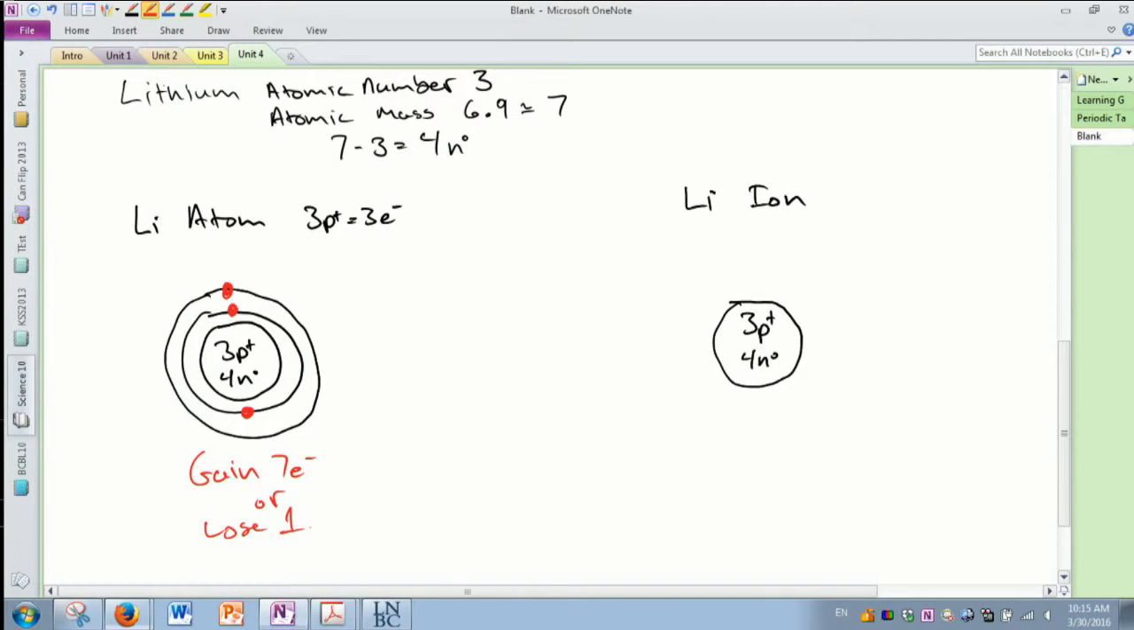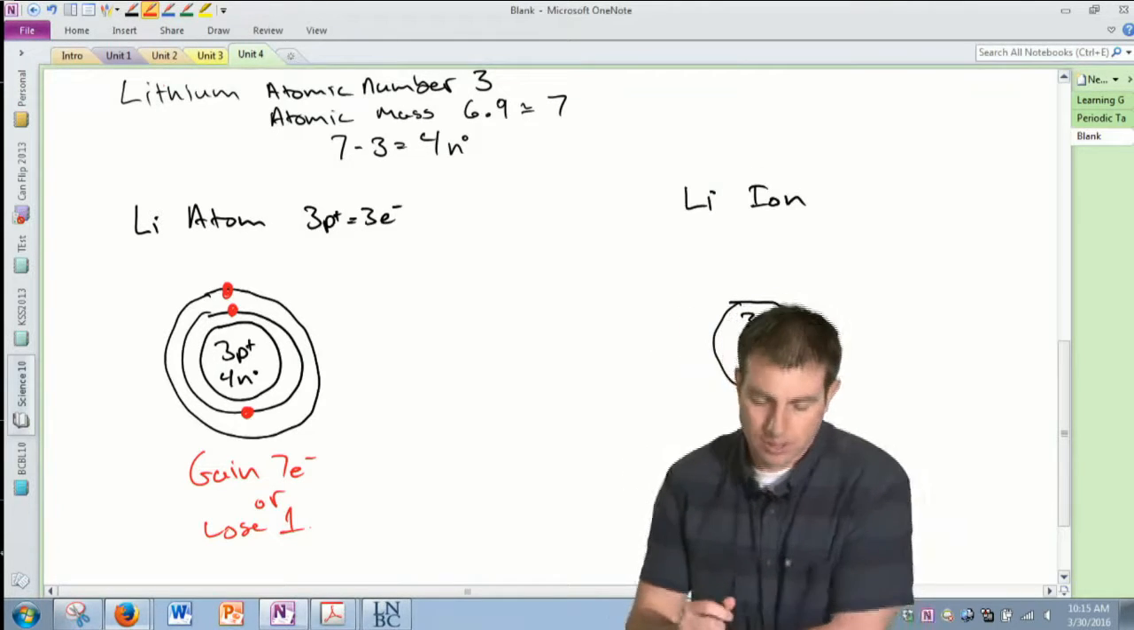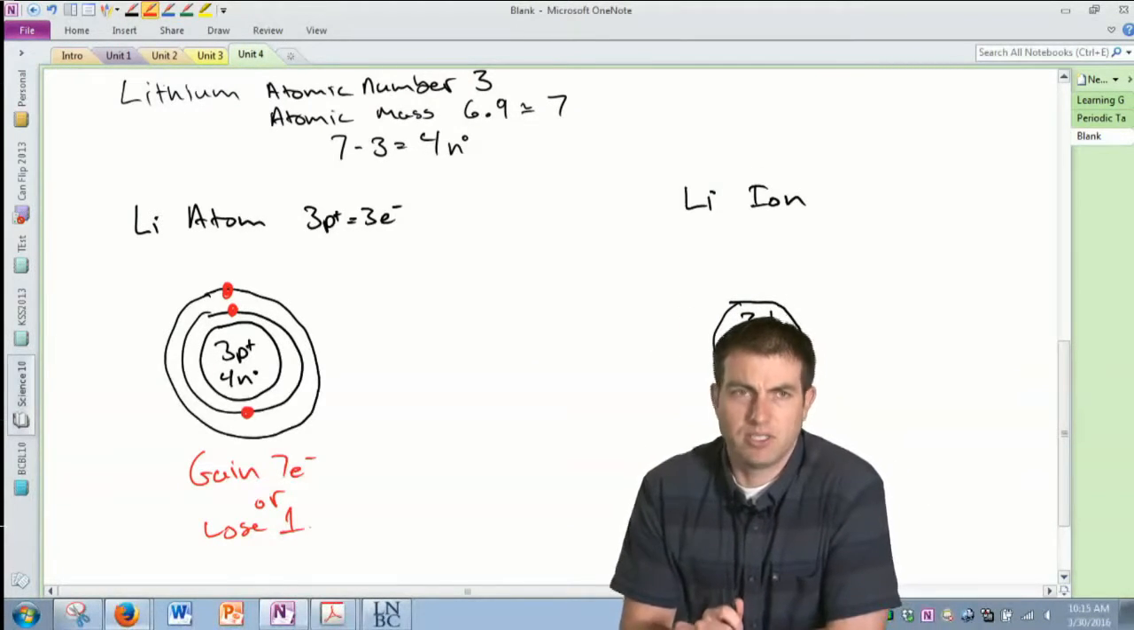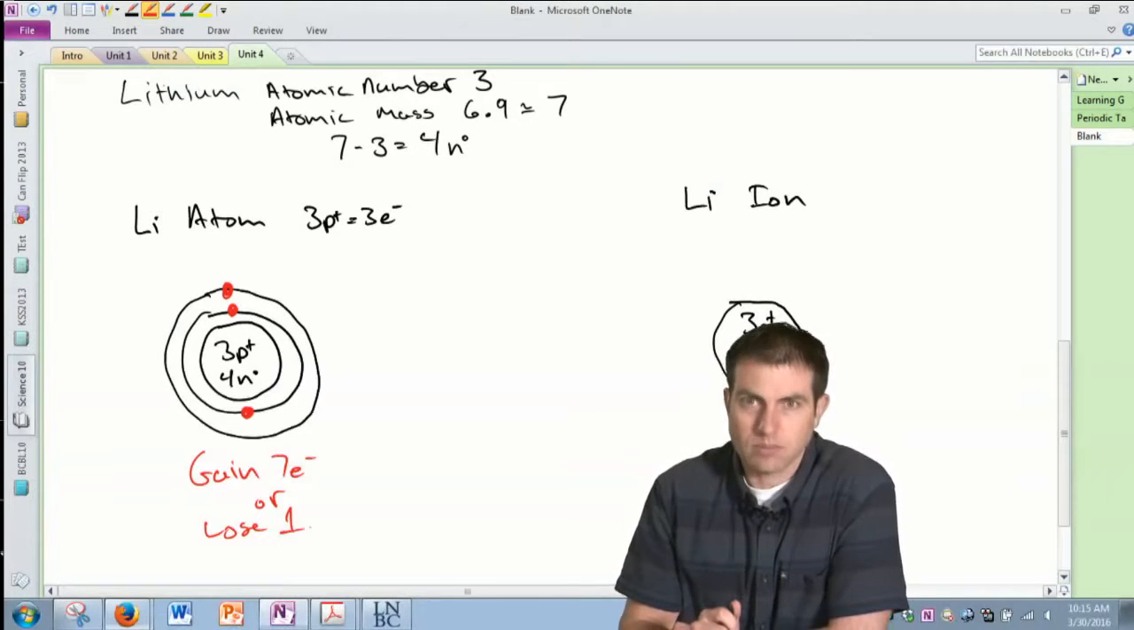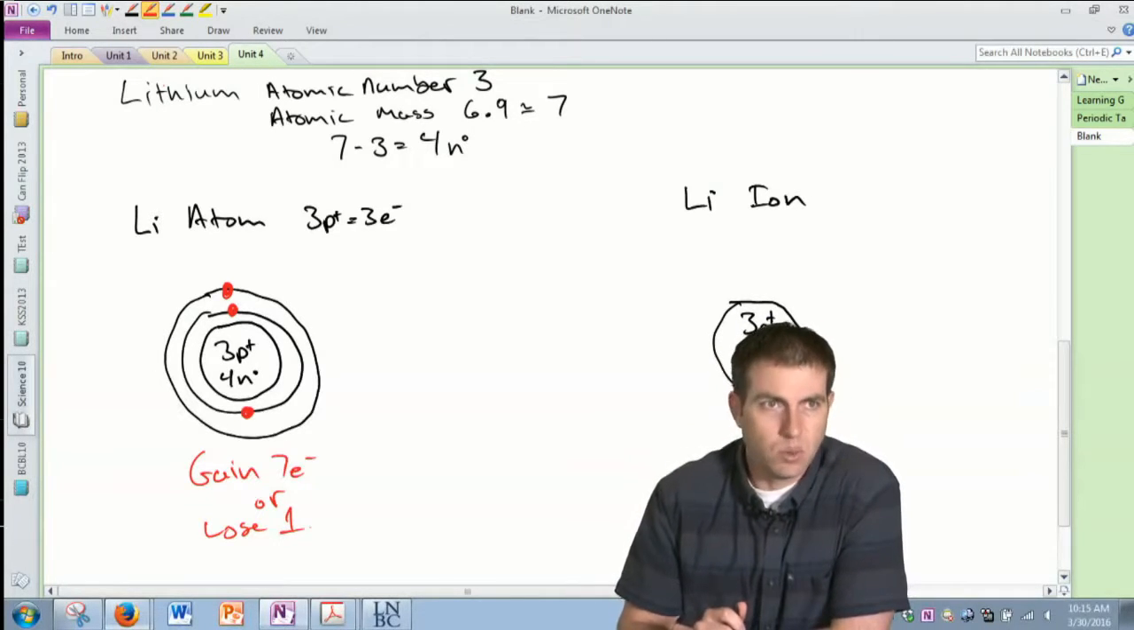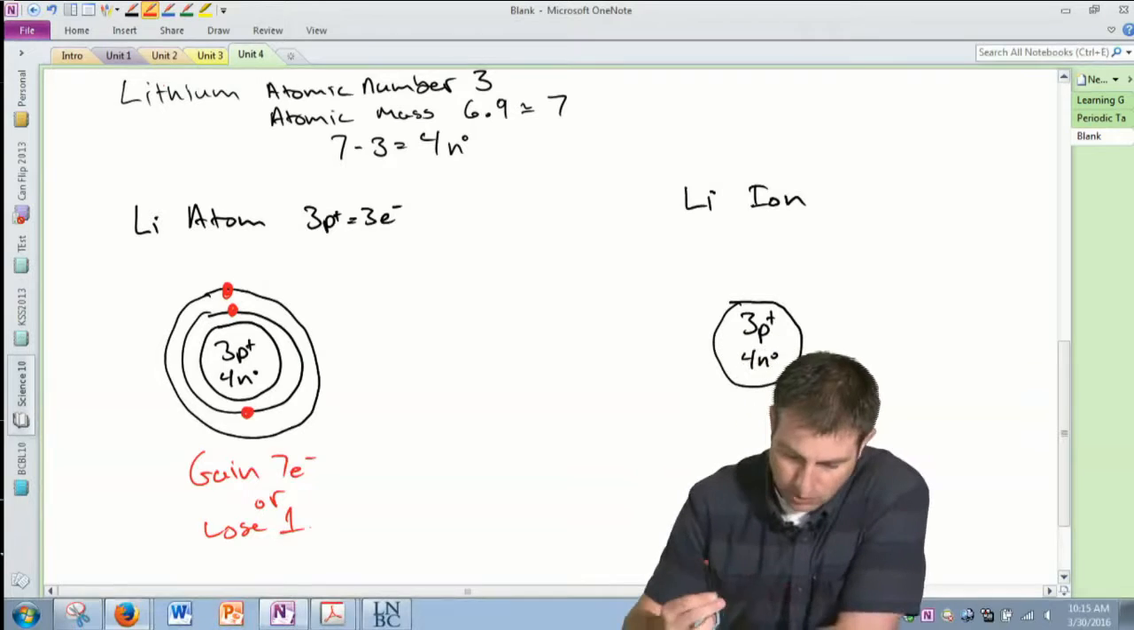What's going to be easiest for it? Think of it as just being really lazy. It's going to lose 1, for sure. It's going to lose 1, yeah. Of course it's going to lose 1.